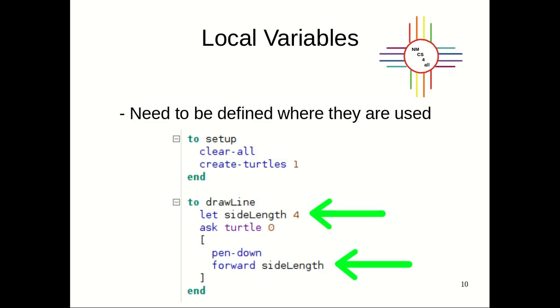This is an example of correctly using a local variable. It is declared and initialized in the drawLine procedure where it is used.